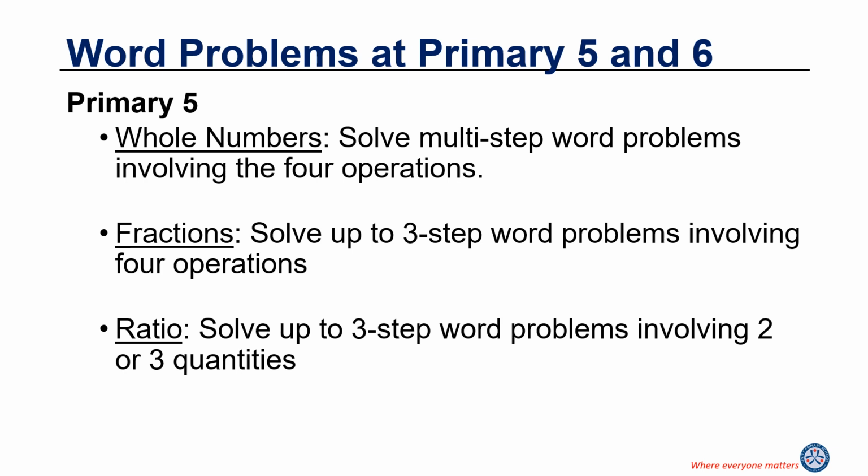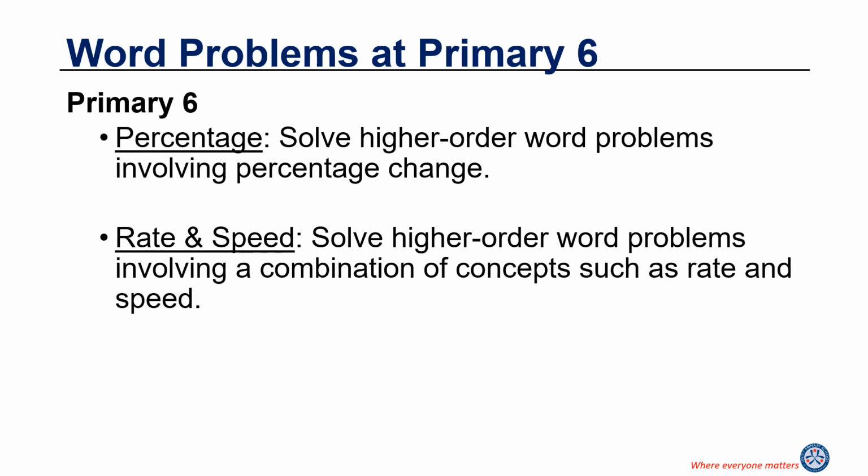At Primary 5, students are expected to solve multi-step word problems involving the 4 operations of whole numbers. They will also solve up to 3-step word problems involving 4 operations of fractions, as well as problems involving 2 or 3 quantities on ratio. At Primary 6, students move on to solve higher order word problems involving percentage change, rate, and speed.